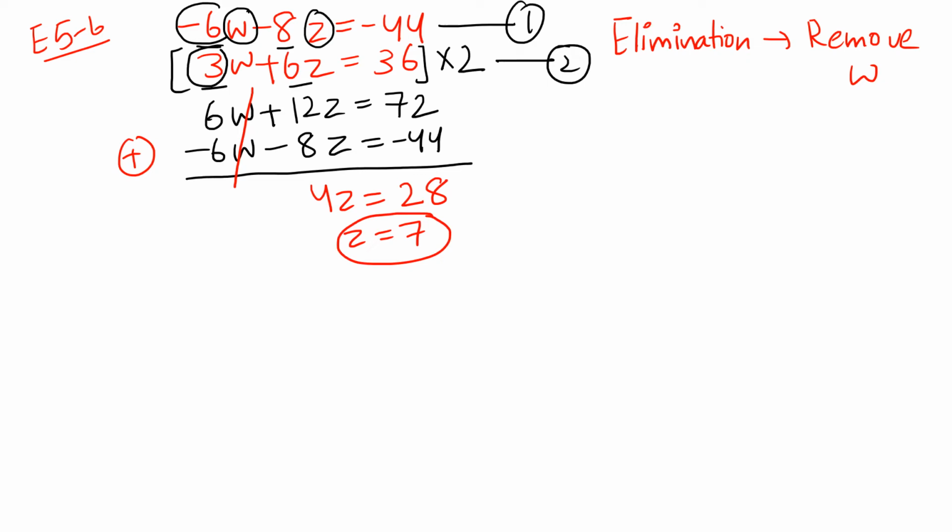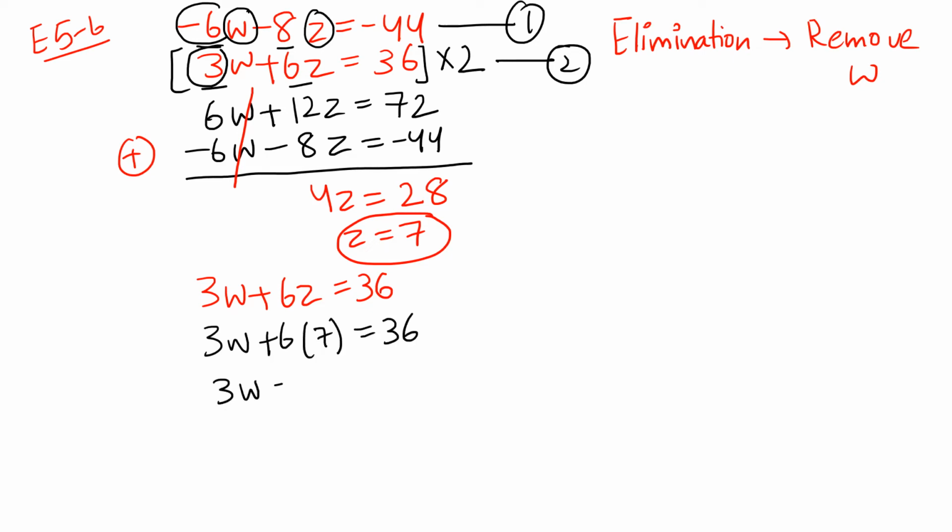This is the first value of the variable. Now that we have z, we can find the value of w by putting it in any one of the equations. So I'm going to put it in the equation which is easier. So I'm going to substitute it here. So this becomes 3w plus 6 times z is equal to 36.